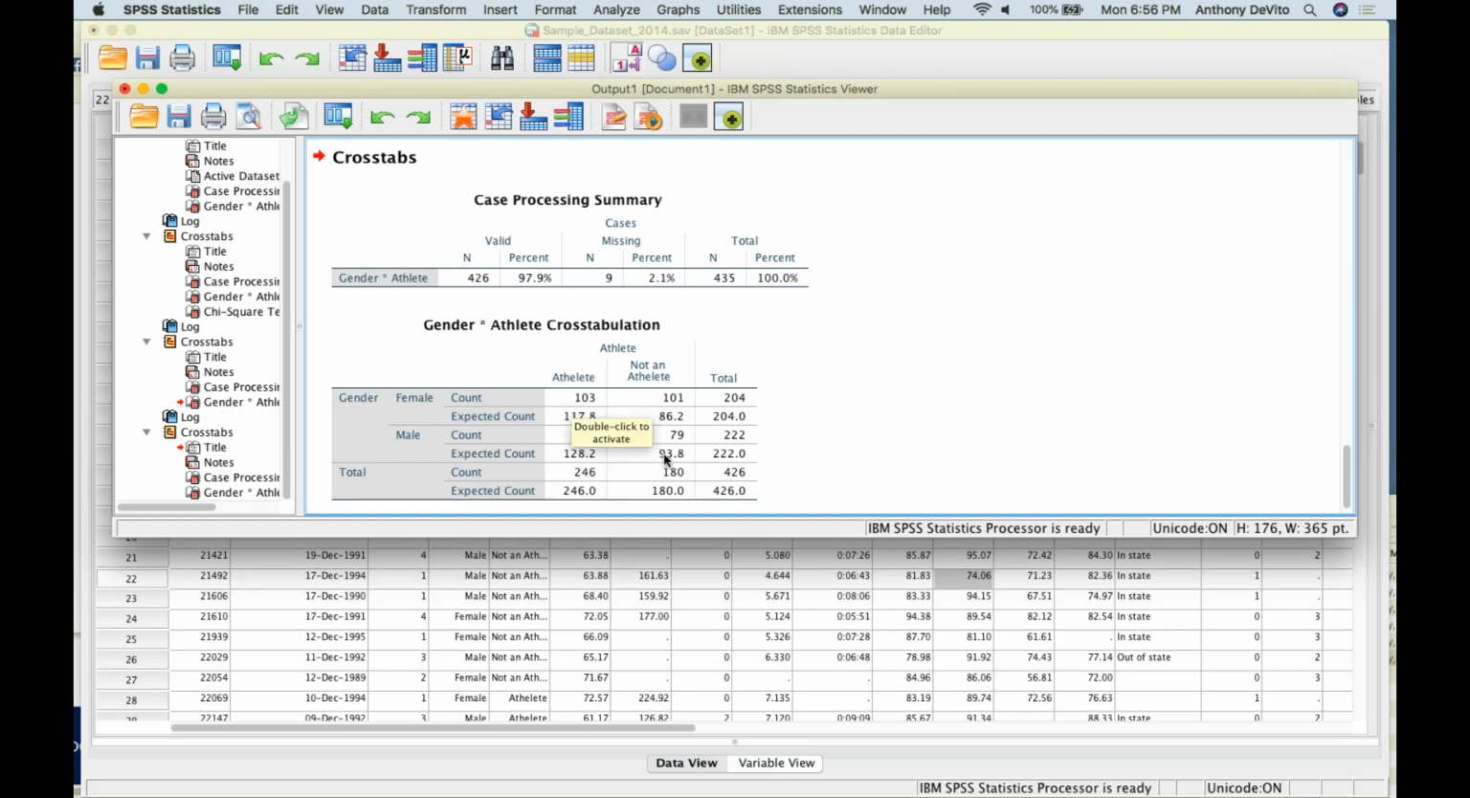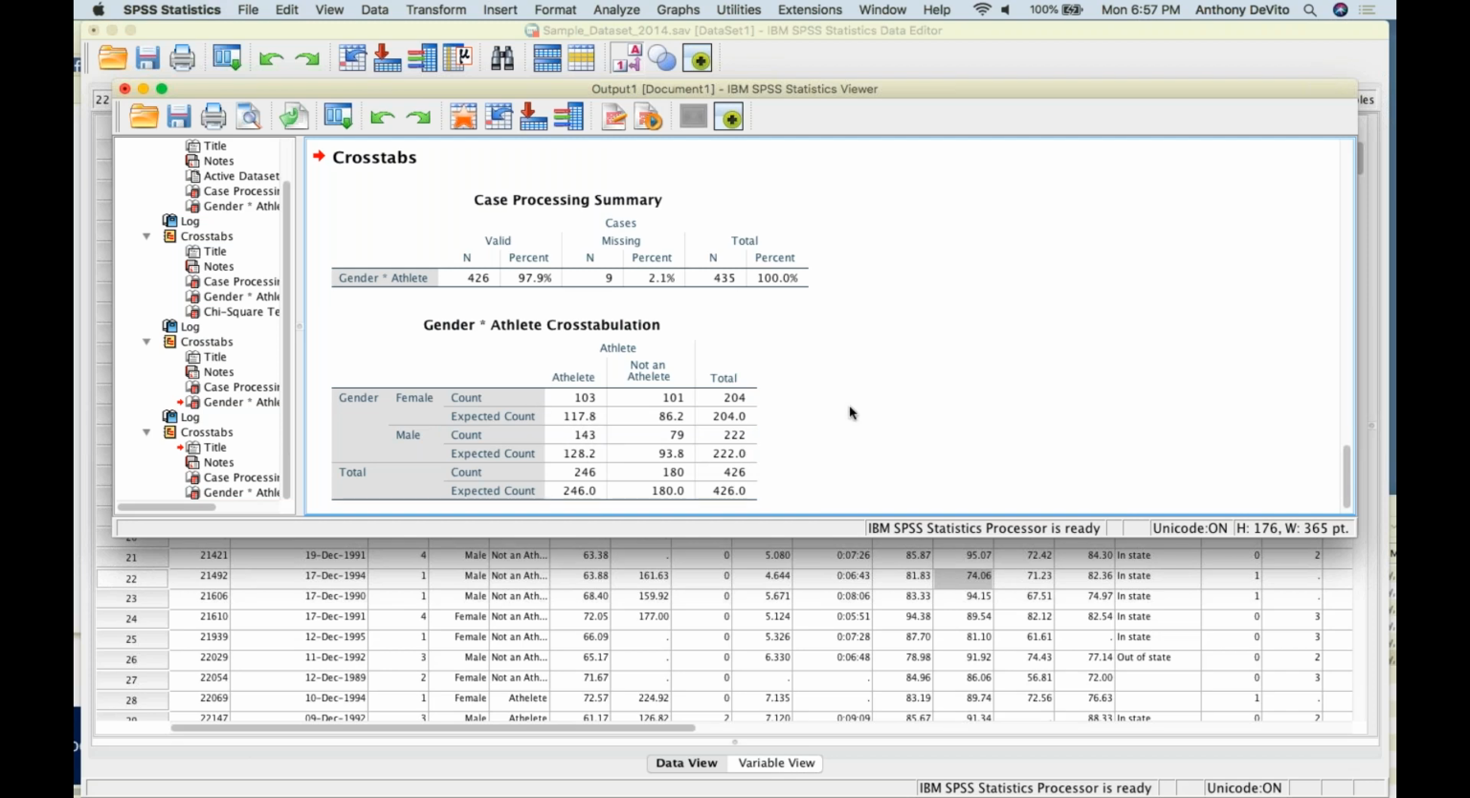And the males, in the meantime, we would have expected out of 222, if they competed in athletics at the same rate for both males and females, 128 males to be athletes. In fact, 143 were observed. So they're overrepresented. It looks like more males are taking part in athletics in this population than females are.